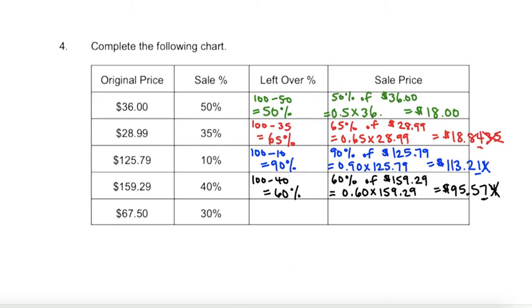And lastly, my leftover percentage is 100 take away 30, which is 70%. So I'm actually only paying 70% of my original price, which was $67.50. So that's the same as taking 0.70 and multiplying it by 67.50. And that gives me an answer of $47.25.